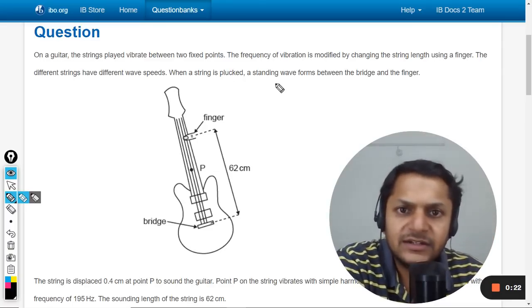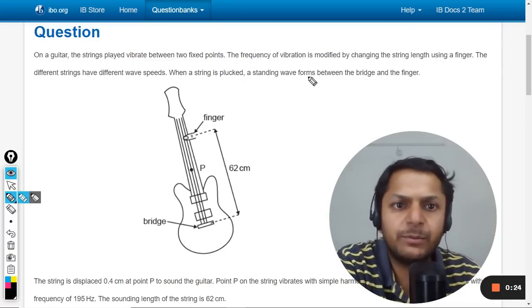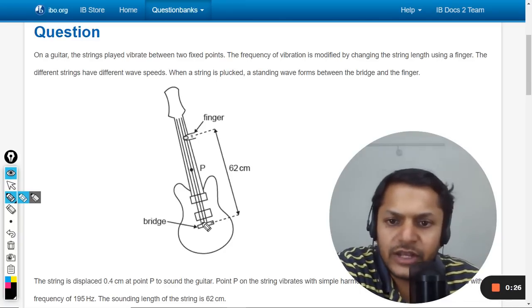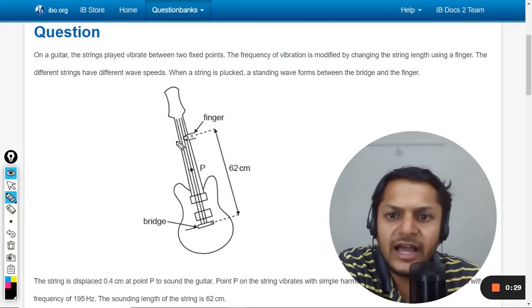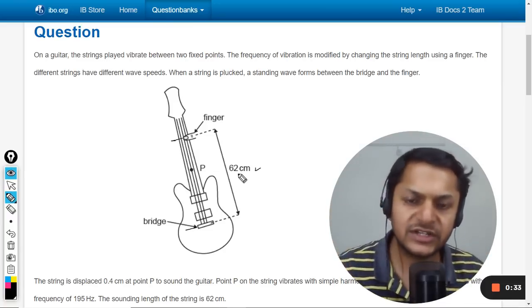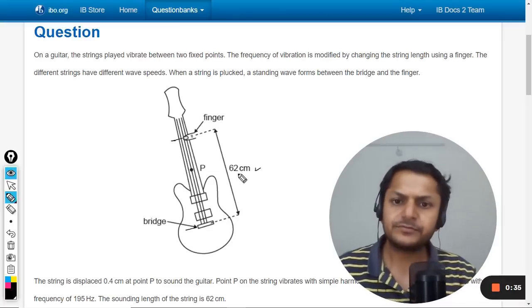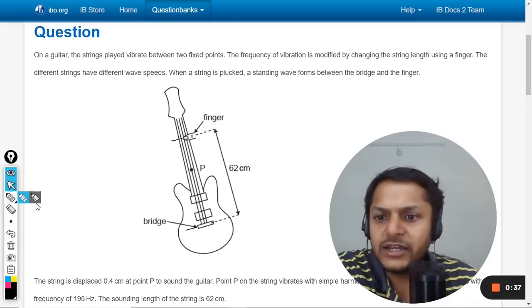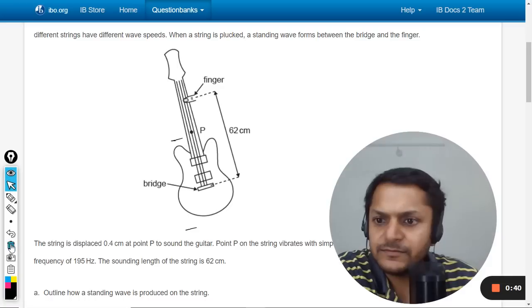When a string is plucked, a standing wave forms between the bridge and the finger. So it means they're talking about this bridge, and here is the finger, and the total length of the string between these two points is 62 centimeters. Fine. And moving next now, reading the question.